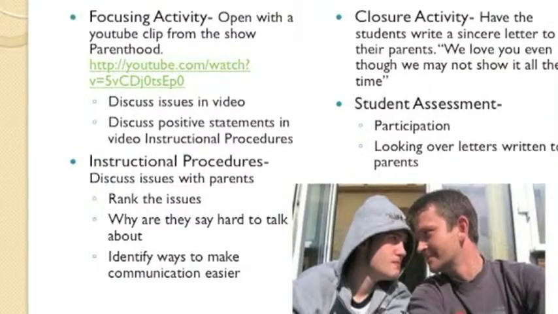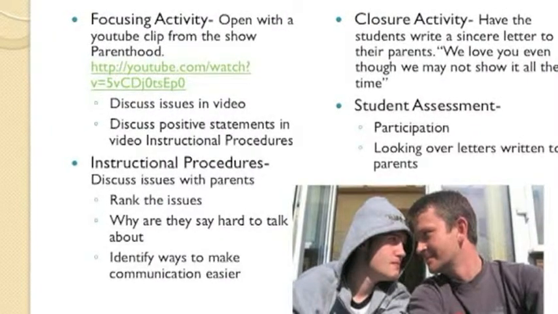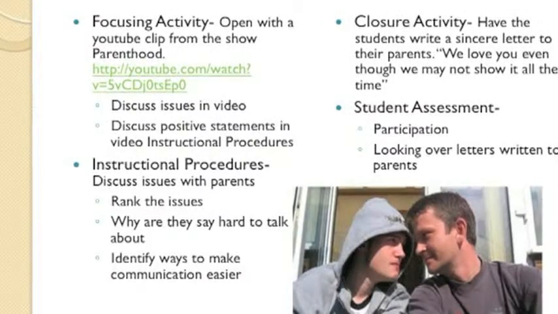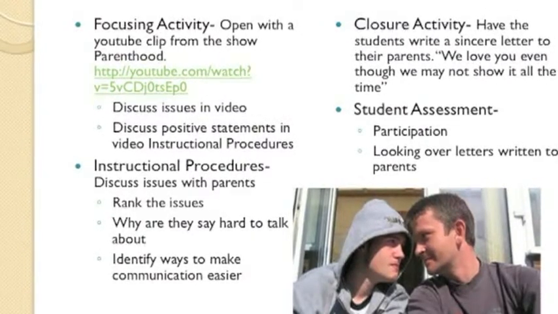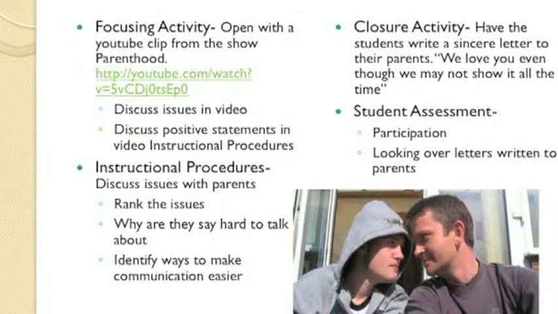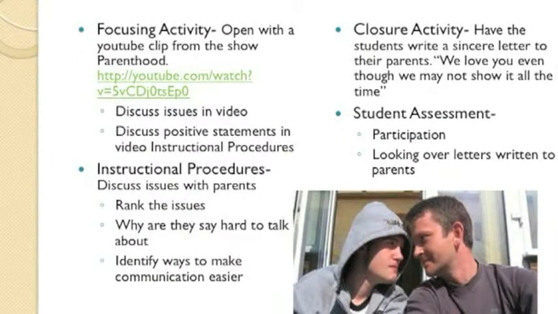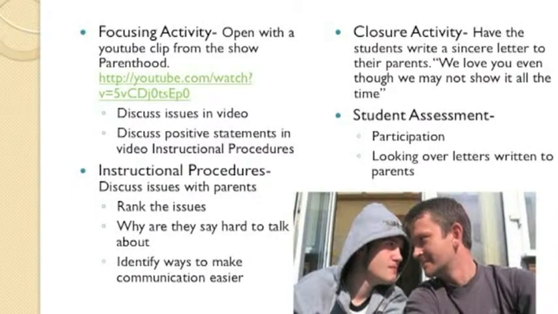Then we have a child-to-parent relationship, and we would open with showing a clip from the show Parenthood. And the teacher will talk about issues that they saw through the video. And the clip has issues about how the children feel like they're not loved. The parents don't let them do anything. And then there's some positives, that some of the parents in the show have a weekly talk with their child. So there's some positive views.